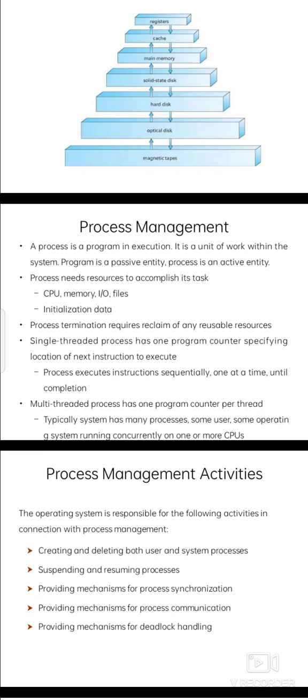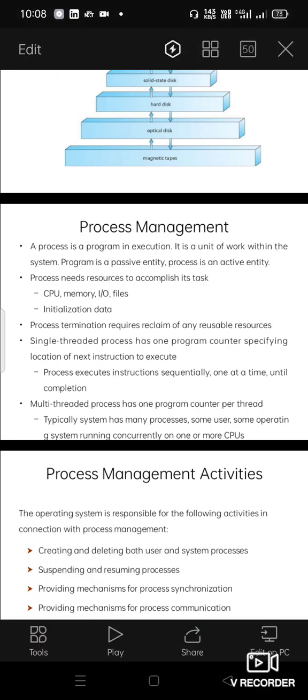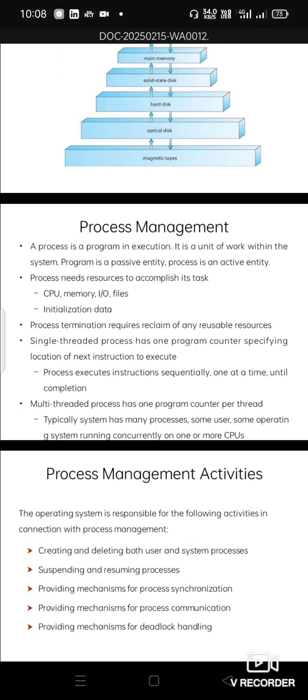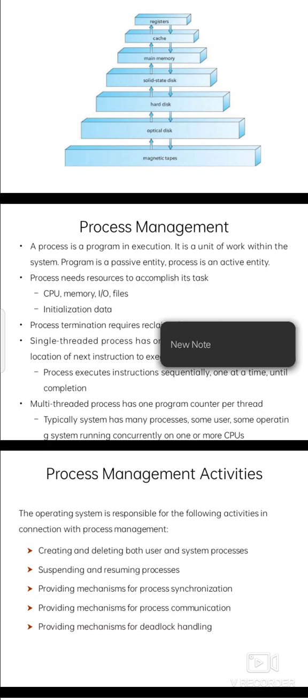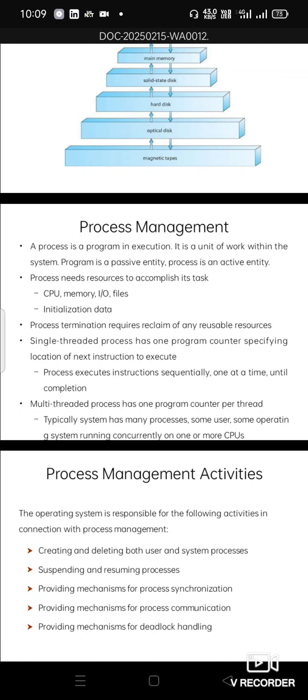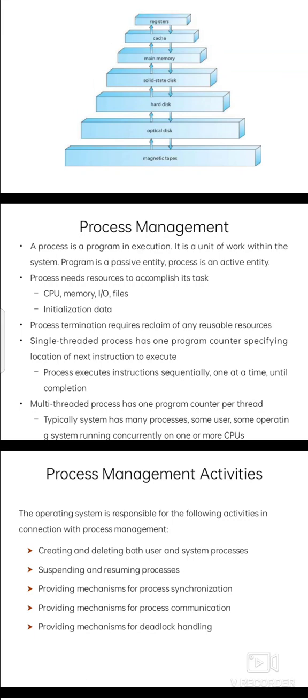Program is a passive entity, whereas process is an active entity. A process needs resources to accomplish a task. Already I told you the resources may be of any type. It may be a CPU, memory, input-output devices, or files. So each and every process will need resources to accomplish a task, and also they have to initialize the data before it starts executing. So the process termination requires handing resources back to the OS. After the completion of execution, we need to hand over the resources to the OS.